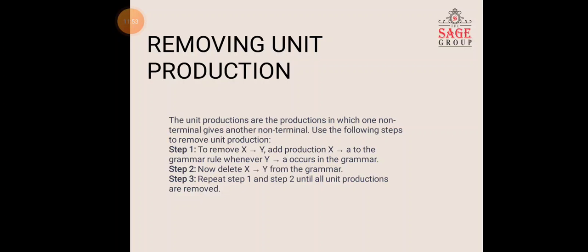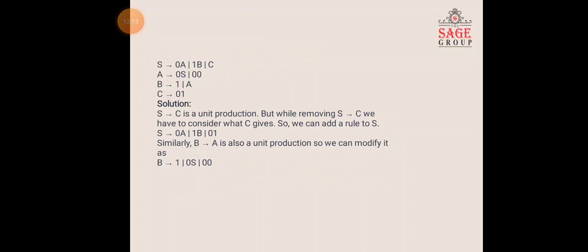But both these steps 1 and 2 will be repeated until all unit productions are removed from my grammar. For example, if I have 3 unit productions, then I need to repeat these steps till I remove all the unit productions. It will be more clear if we take an example again. So considering one more example, I am taking this example in which S, A, B, C, I have 4 productions or 4 rules.